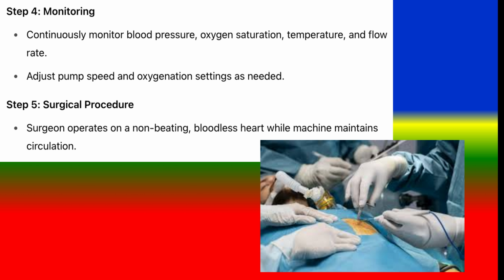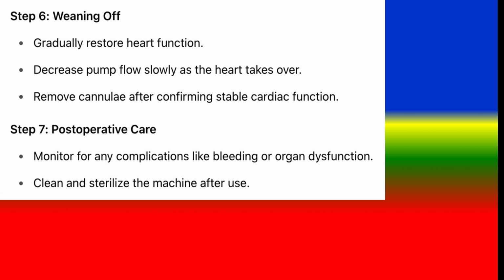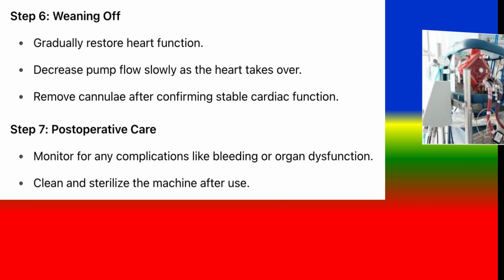Step 5. Surgical procedure. Surgeon operates on a non-beating, bloodless heart while the machine maintains circulation. Step 6. Weaning off. Gradually restore heart function. Decrease pump flow slowly as the heart takes over. Remove cannulae after confirming stable cardiac function. Step 7. Postoperative care. Monitor for any complications like bleeding or organ dysfunction. Clean and sterilize the machine after use.